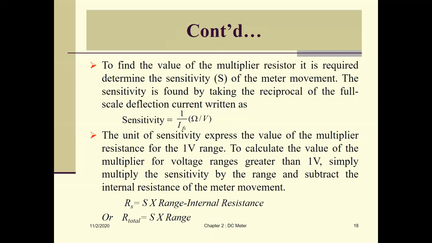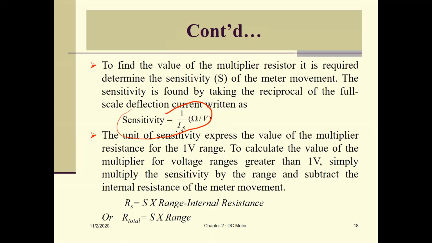Next, to find the value of the multiplier resistor, it is required to determine the sensitivity of the meter movement. The sensitivity is found by taking the reciprocal of the full scale deflection current. This is the formula, you have to remember this one: sensitivity is 1 over full scale current. The unit is ohm per volt.